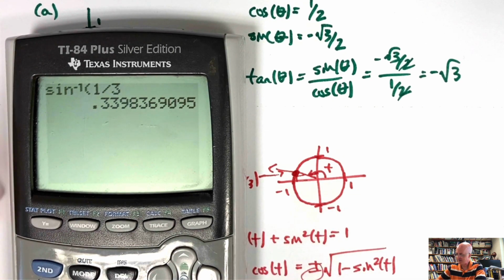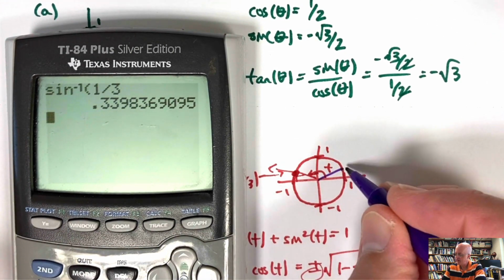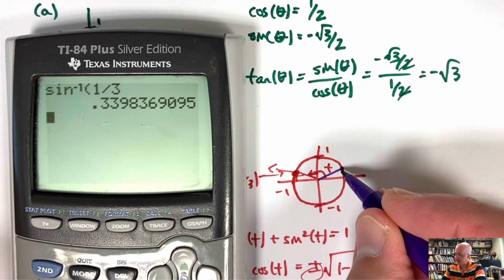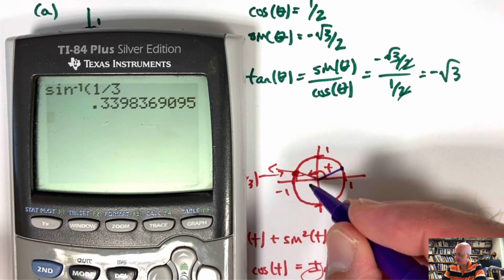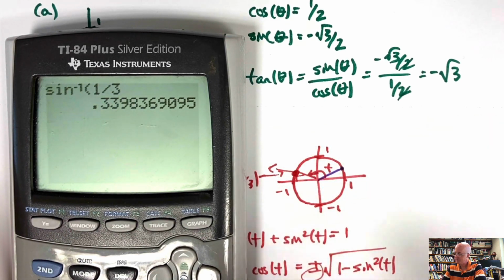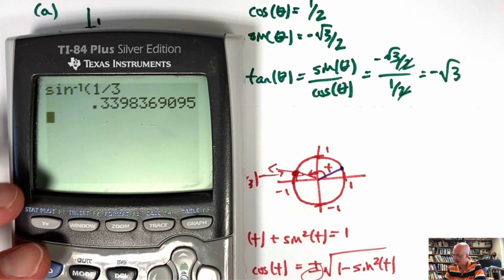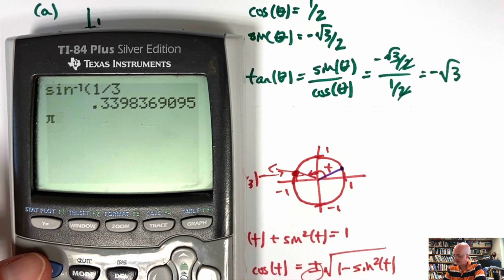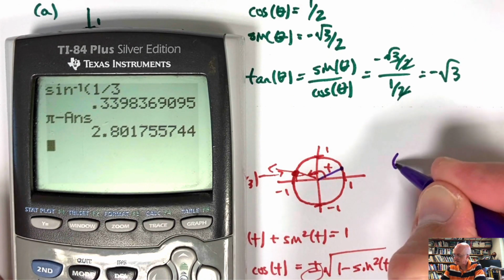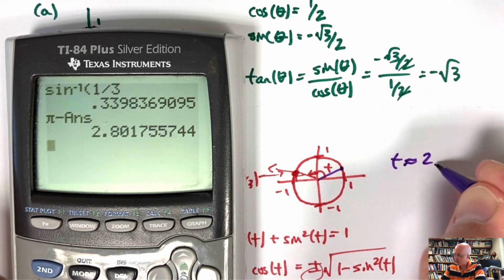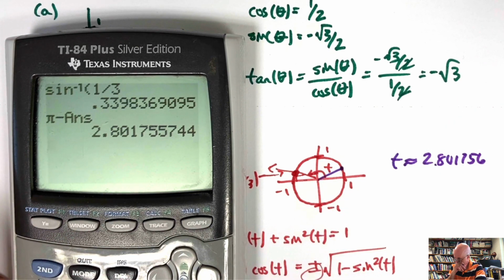That's giving an angle that's about like this. It's got the same sign, the same second coordinate there of 1/3. To find the angle t that we are after, go pi radians and then subtract this angle that we just found. So pi minus this angle is the value of t. T is approximately 2.801756, say. Okay, that's the approximate value of t.